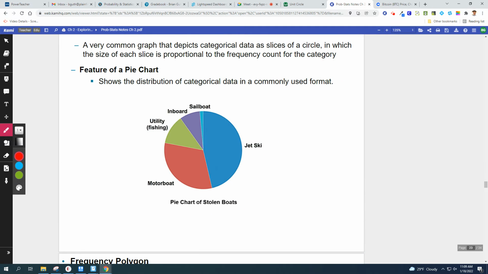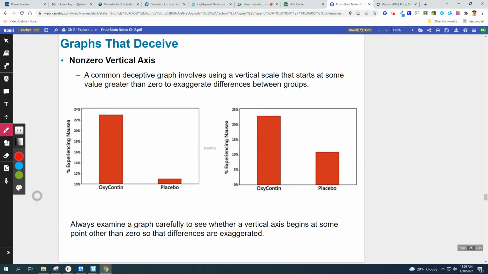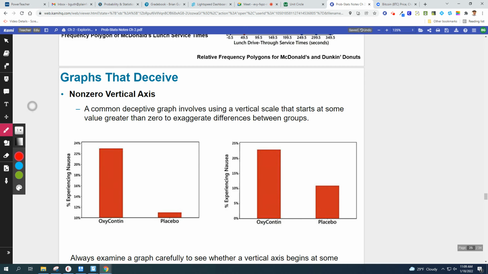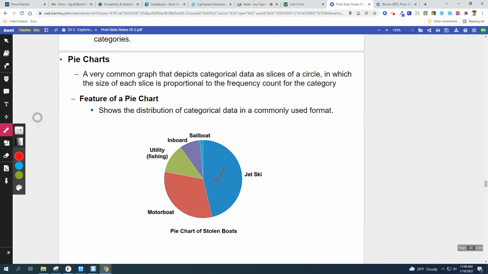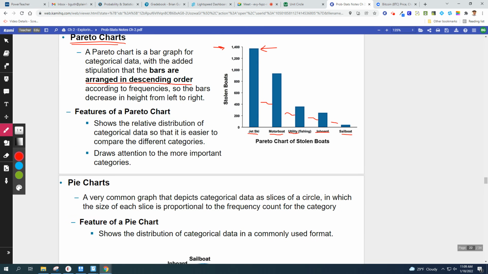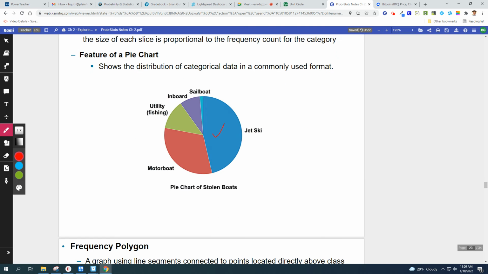Now this one shows that jet skis was the most. We can see from either one that jet skis is the most, but the reason we like the bar graph better is because we can actually see this data. It actually shows the data. And so there's going to be a question about this, and we don't like the pie chart because it doesn't show the data. It's pretty much what they're going to ask you.